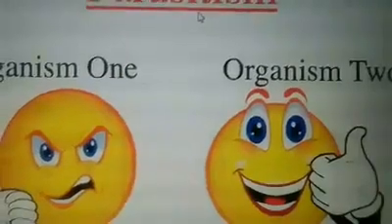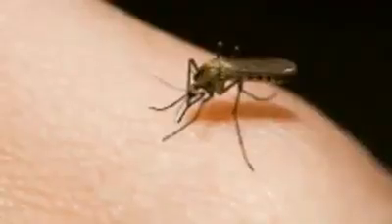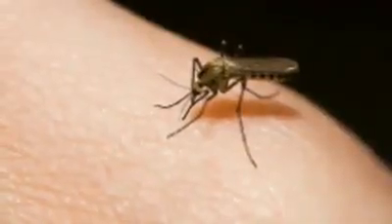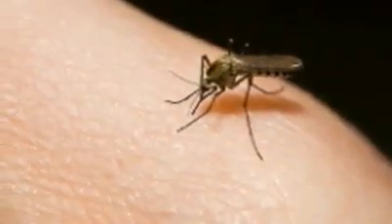The last one is parasitism. Parasitism is a symbiotic relationship in which one species, the parasite, benefits, while the other species, the host, is harmed. Yes, parasitism is a positive and a negative relationship. In the first example, the mosquito is a parasite feeding on human blood while transferring the disease called malaria.